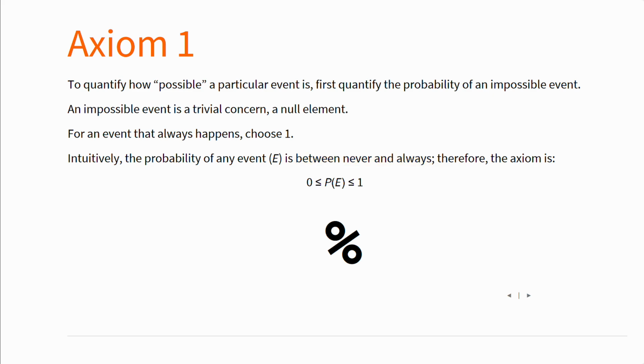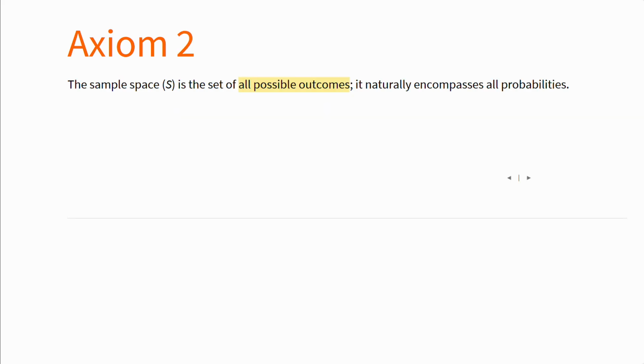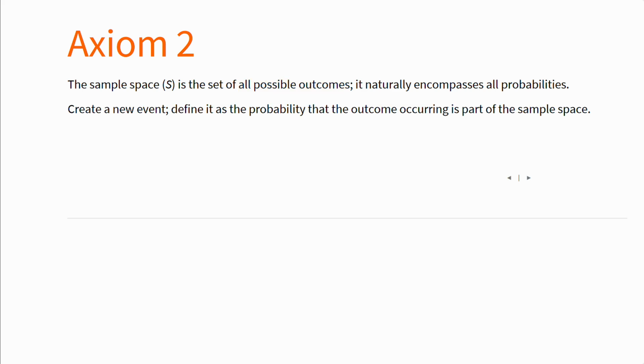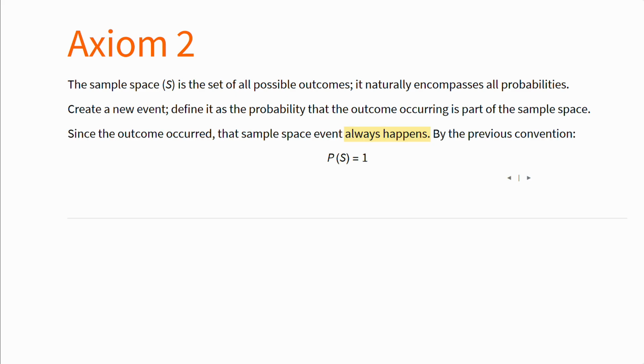Then what is the probability measure for sample spaces? Well, the sample space is the set of all possible outcomes. It encompasses all probabilities. Since the sample space defines all that is possible, the event that the result is part of the sample space will always happen. Thus, we define the probability of the sample space as 1. Now, both events and sample spaces are quantified. How do you relate one to the other?